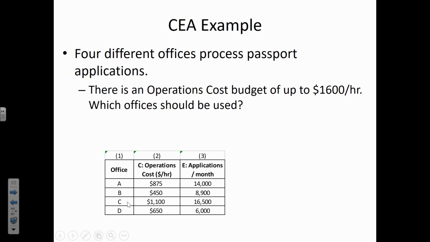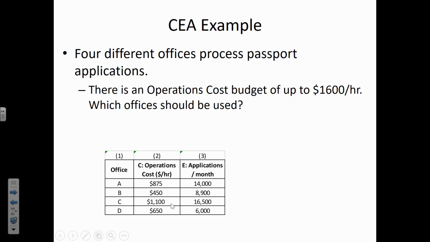So if you compare Office C to Office A, you can sort of get a sense that Office C is expensive, but they also are generating the most. But the question is, is the extra expense for one office compared to another justified? Or if there's a budget limit, then which of these offices would you fund? If you have a total of $1,600 per hour of opening, which of the offices would you select?